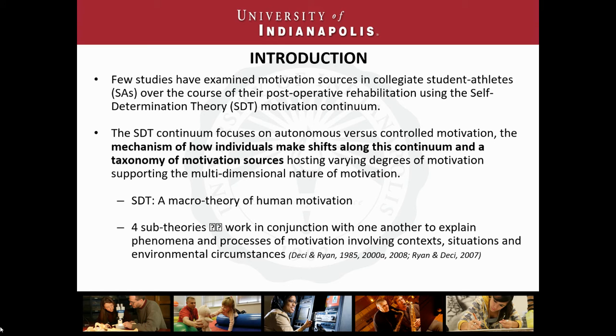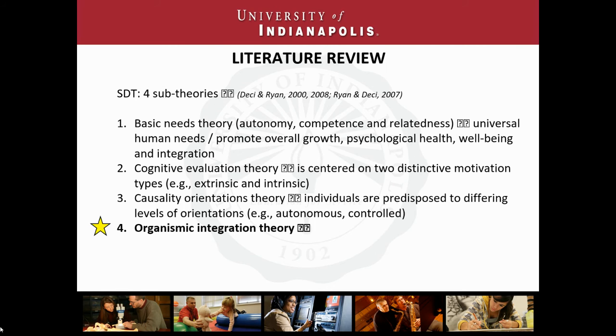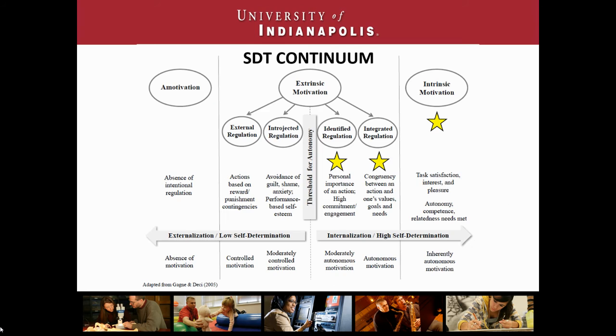When we decided to dive into the research for post-operative rehabilitation, there are a few studies that examine motivation in collegiate student athletes using the self-determination theory. The self-determination theory continuum is a spectrum of sources of motivation, varying from autonomous motivation to amotivation. It includes mechanisms of how individuals make shifts along this continuum and a taxonomy of motivation sources. The self-determination theory is a macro theory with four subtheories: basic needs theory, cognitive evaluation theory, causality orientations theory, and organismic integration theory, the one we'll be using in our study.